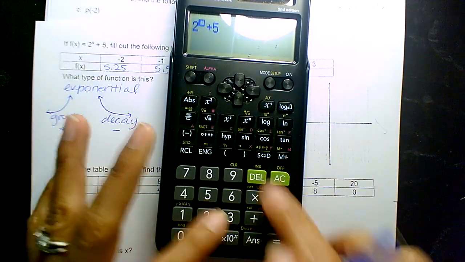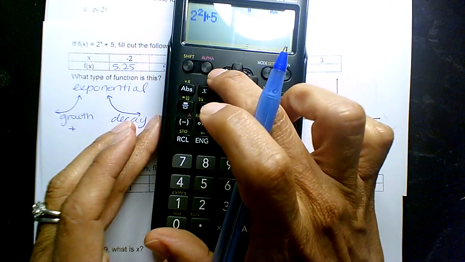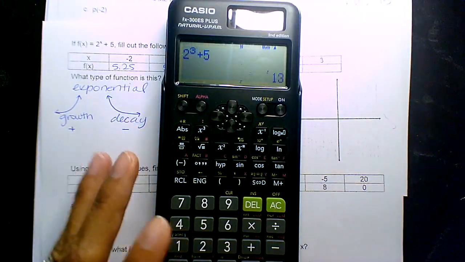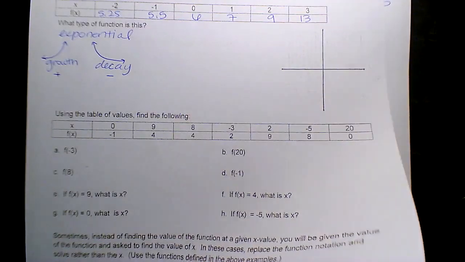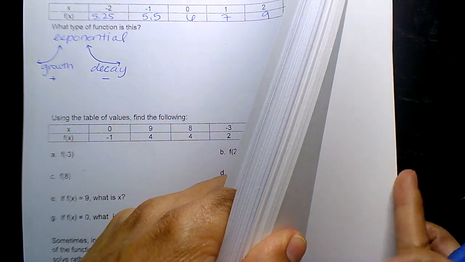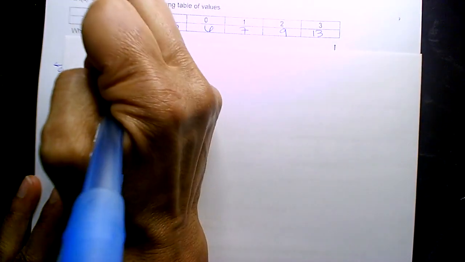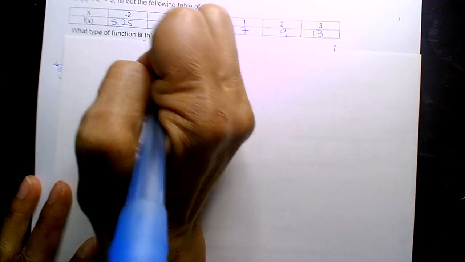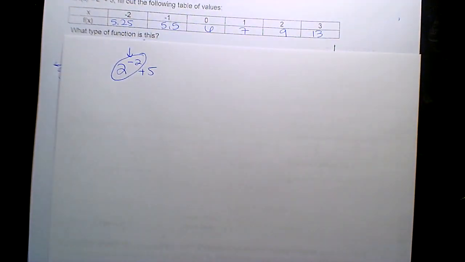Was it 2? And I'll solve it by hand, and I get 13. Okay, obviously if you want to solve it by hand, 2 to the -2 plus 5. Do you guys remember if you have a negative exponent, do you remember how to make it positive?